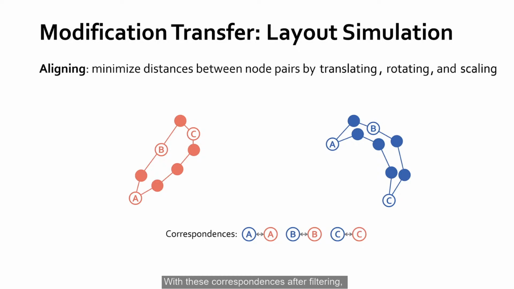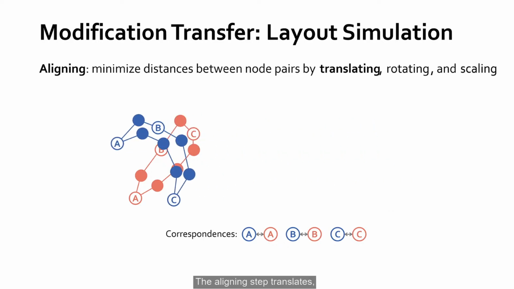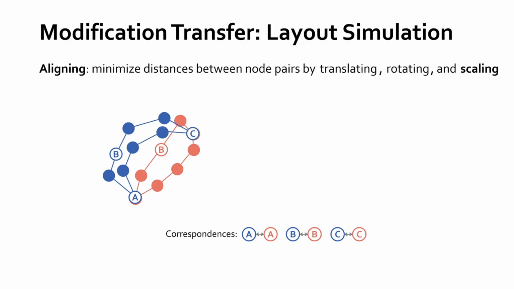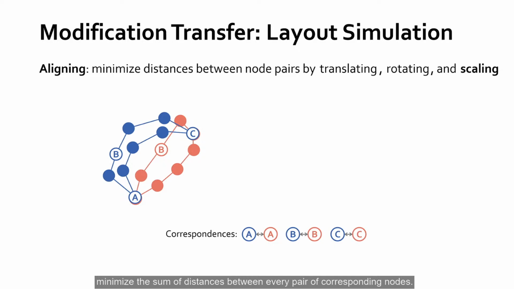With these correspondences after filtering, we first try to move the target to simulate the shape of the source. Suppose only 3 pairs of nodes, the two nodes A, the two nodes B, and the two nodes C, are preserved as correspondences in this case. The first step is aligning. The aligning step translates, rotates, and scales the layout of the target to minimize the dissimilarity to the source. It solves a minimization problem whose objective is to minimize the sum of distances between every pair of corresponding nodes.